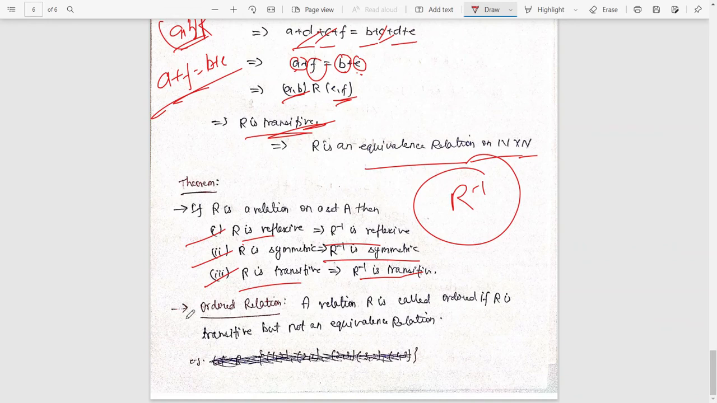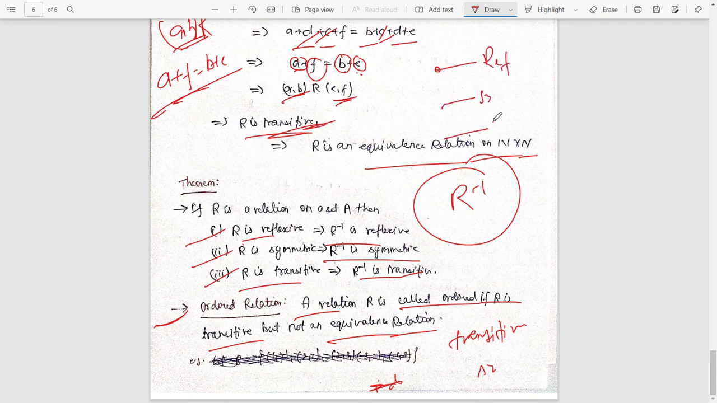Okay, and there is something called an ordered relation. So what do we mean by ordered relation? A relation R is called an ordered relation if R is transitive but not an equivalence relation. So let's say there is a relation which is transitive, and it may happen that it is not symmetric, or maybe it is not reflexive. There are three conditions for equivalence: reflexive, symmetric, and transitive. So let's say it is a transitive relation but it does not satisfy any one of the other conditions. In that case, it is not going to be an equivalence relation.